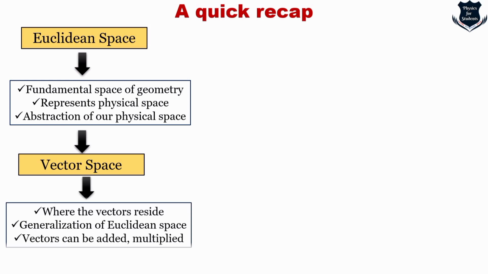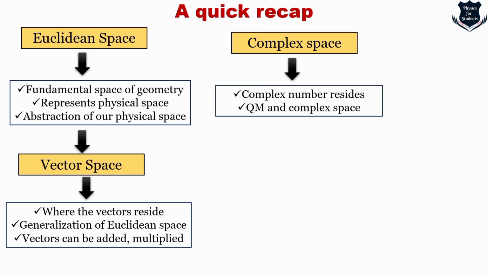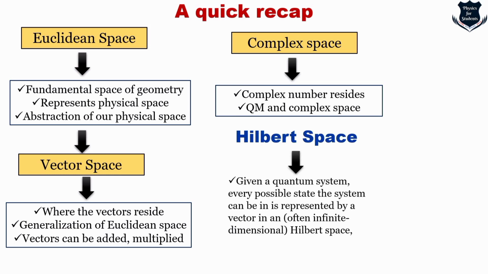From there we further get into vector space. So what is a vector space? Vector space is where the vectors reside. You can say it is a generalization of Euclidean space in a much broader fashion, and it is a space where the vectors can be added, multiplied, and further manipulations can be done. From vector space we also learned earlier what a complex space is, and in my earlier videos I have dealt in much more detail with the complex plane and complex space. So it deals with complex numbers, obviously, and quantum mechanics completely depends and resides on complex space. We have also seen what is called a Hilbert space.